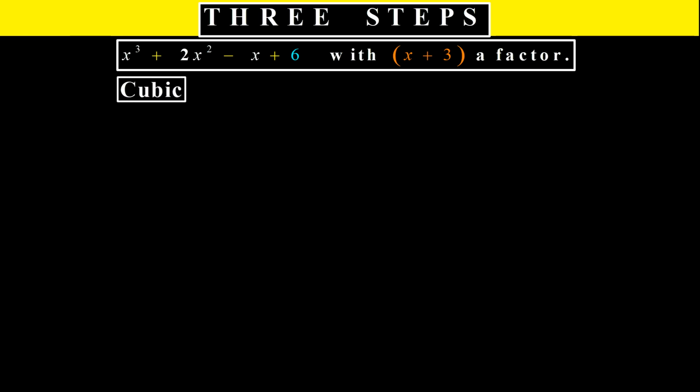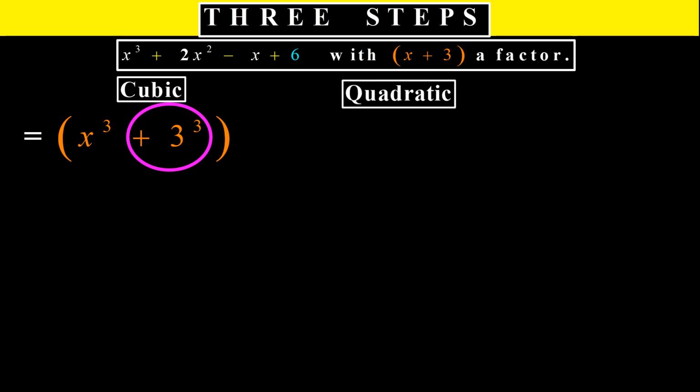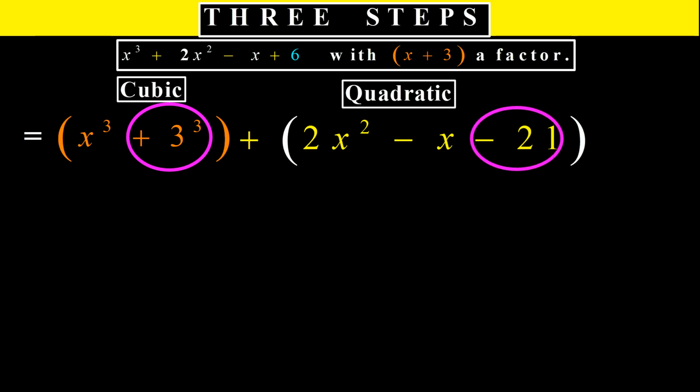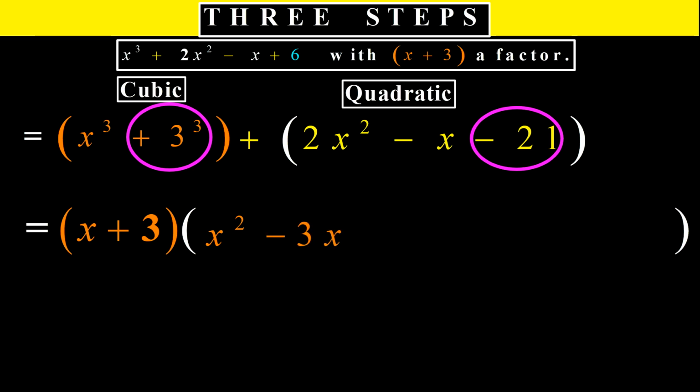Now I'm going to show you how we can do this in 3 steps. Right? We've seen we need a cubic part. There's the cubic part x cubed, and I add the 3 cubed, and the quadratic part is my 2x squared minus x. But the plus 6 with the minus 27 gives me minus 21. So I change the plus 6 to a negative 21. Now it's going to be very easy. Okay, I know x plus 3 will have to be a factor. It's a factor of the cubic. So let's get the remaining part of this cubic here, which is x squared minus 3x plus 9.